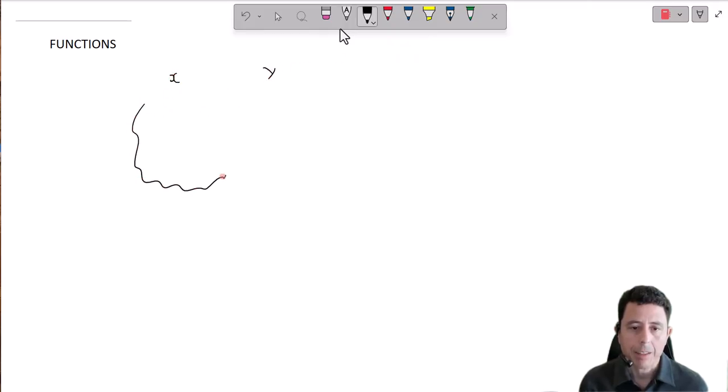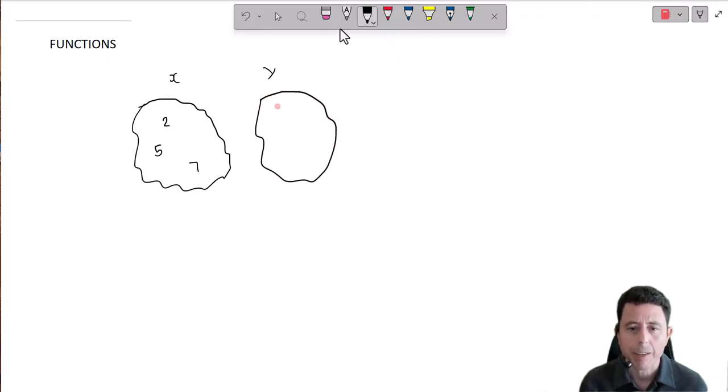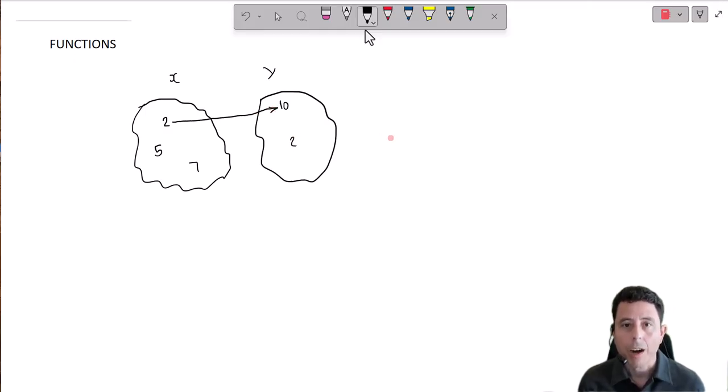And let me make a list of possible values. For example, let's say that the values for x would be 2, and then let me pick a few numbers here, 5, 7. And then here we have a bunch of numbers for y. So we could have 10, 2, and many more. So I'm just listing 3 here for x and 2 here for y. And then for the value of x equals 2, let's say the value for y would be 10. So those two numbers are related.